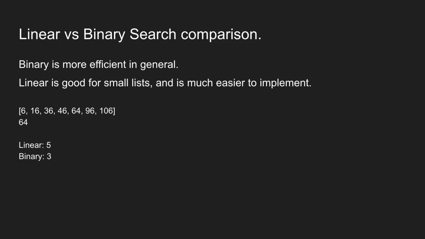So if we had this data and we're looking for 64, in linear search it takes us 5 iterations to get to the answer, because we go 6, 16, 36, 46, and 64. But binary only takes 3, because we go 46 and then we go to the right of that. So we have 64, 96, and 106. And then we find it's less than 96. So yeah.